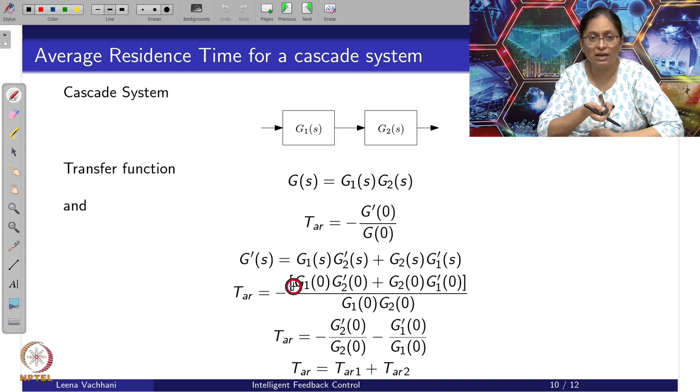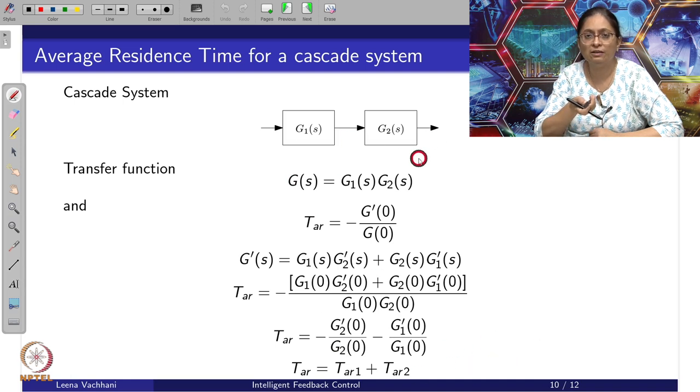And average residence time can now be given by considering this formula and substituting s equal to 0. What turns out, just by simple manipulation, is that the total average residence time is nothing but the average residence time of the first system G1(s) plus the average residence time of the second system G2(s), or it's a summation of the individual average residence times in the cascade.